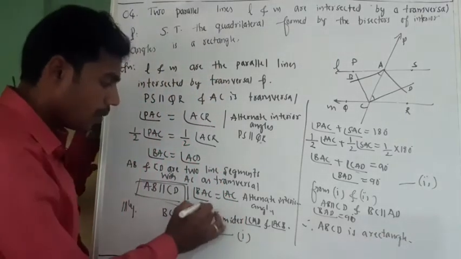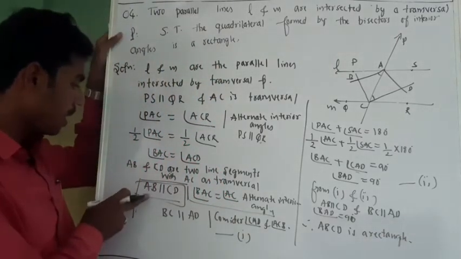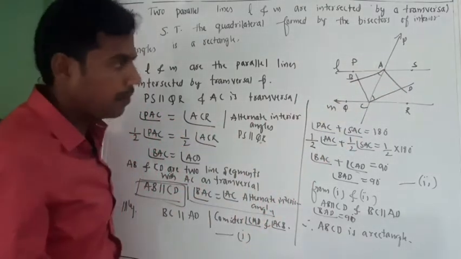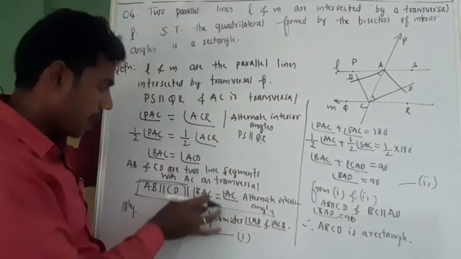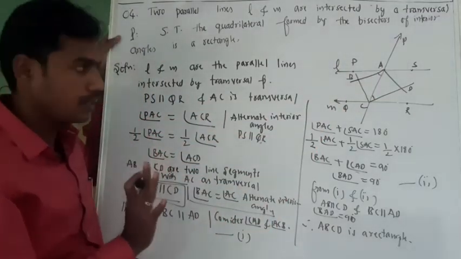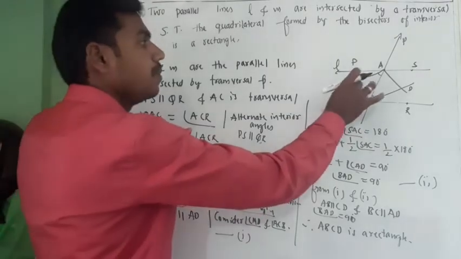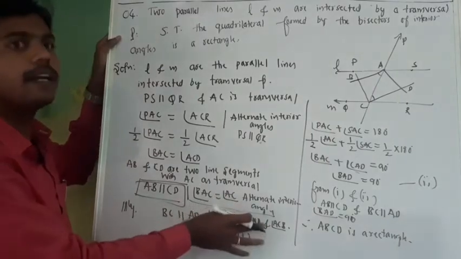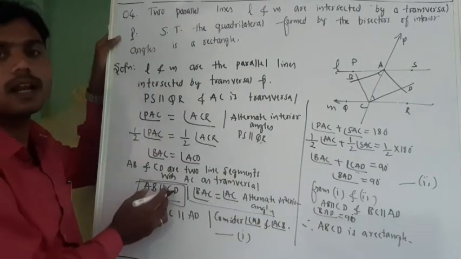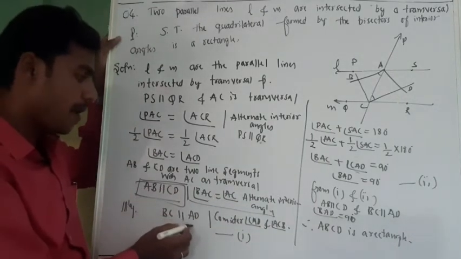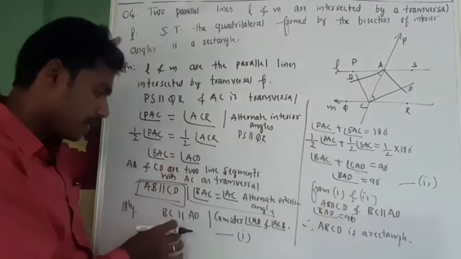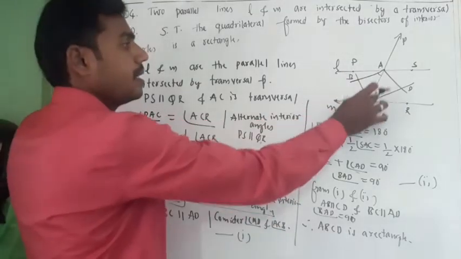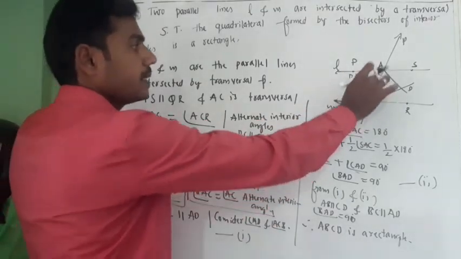One more thing, I think you got confused here. See why I concluded AB is parallel to CD, because AB and CD are two line segments with AC as transversal, and the two angles BAC and ACD are alternate interior angles and they are equal. That is the reason I can conclude AB is parallel to CD. Similarly, I can show BC is parallel to AD, considering ACB and CAD.